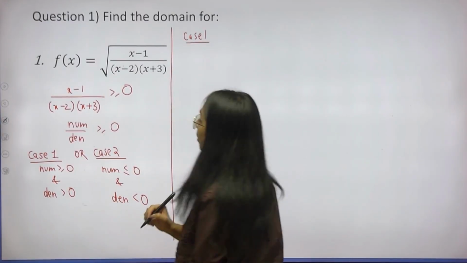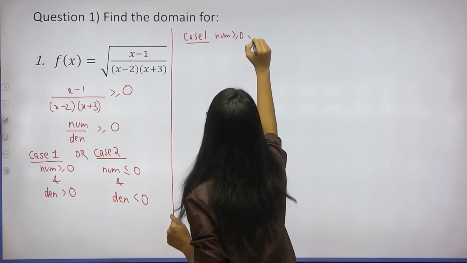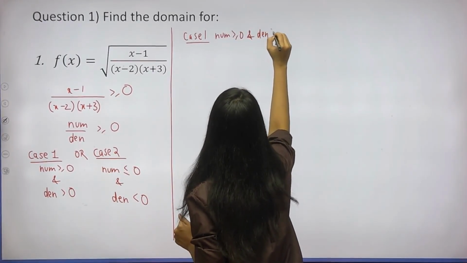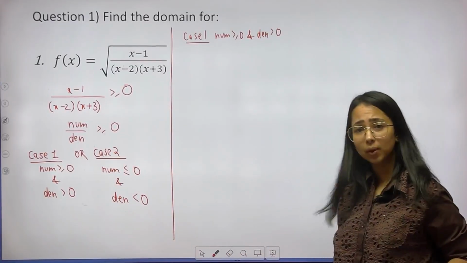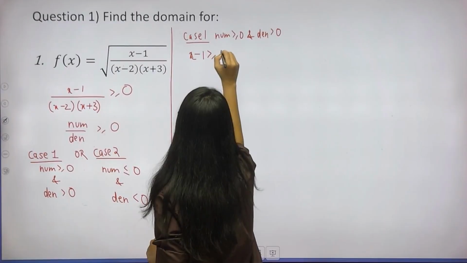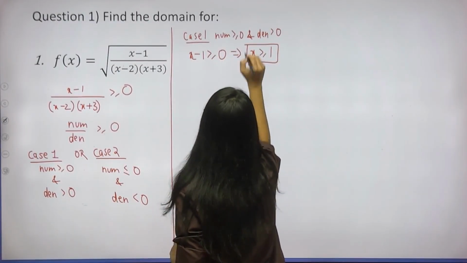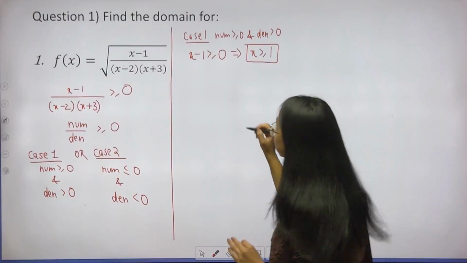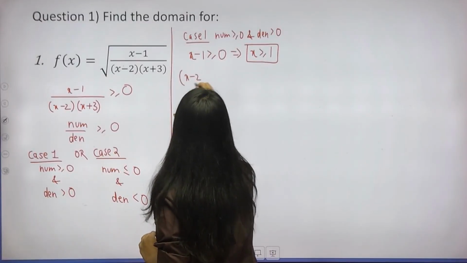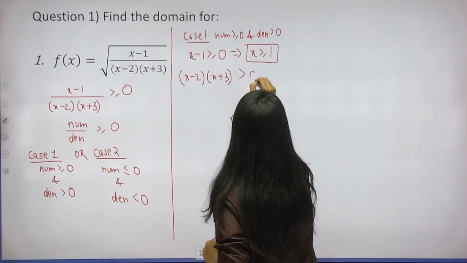So for case number 1, we clearly have that numerator is greater than or equal to 0 and denominator is also greater than 0. Okay, which means that x minus 1 is greater than or equal to 0, which gives us x is greater than or equal to 1. Okay, next we have (x minus 2) into (x plus 3) is greater than 0.